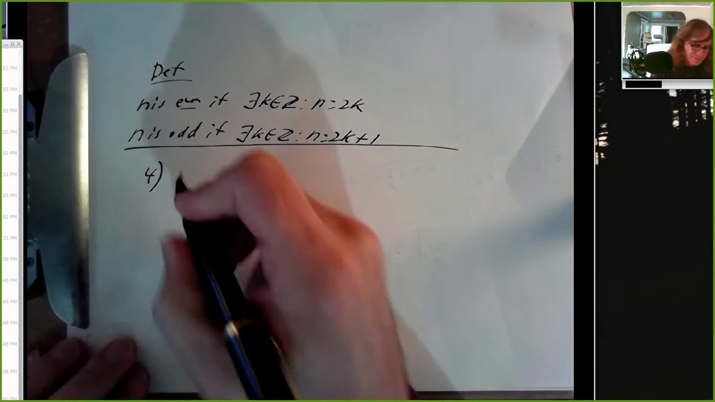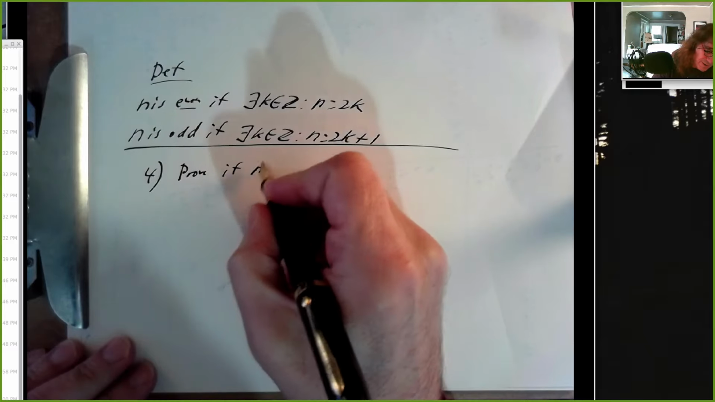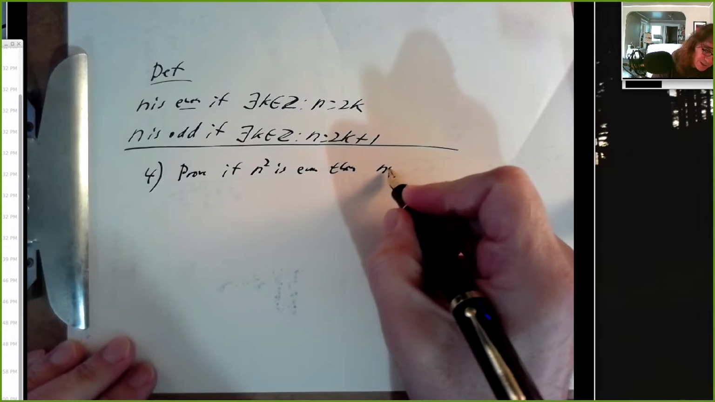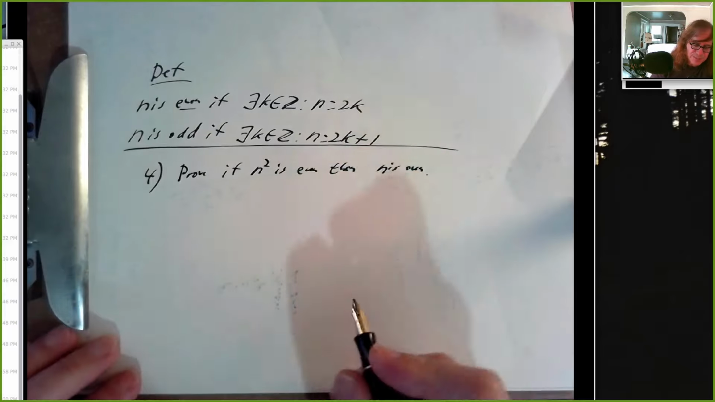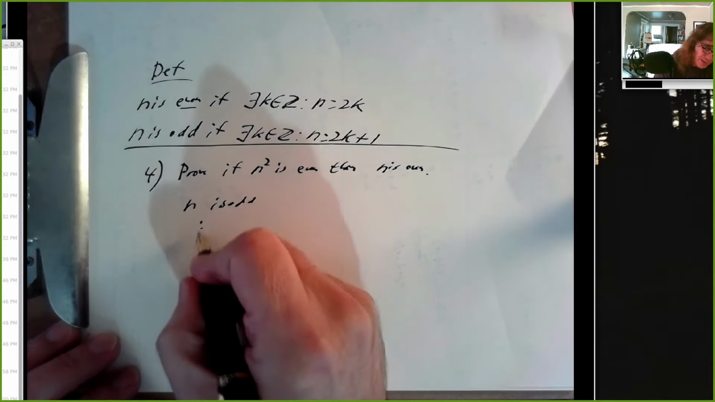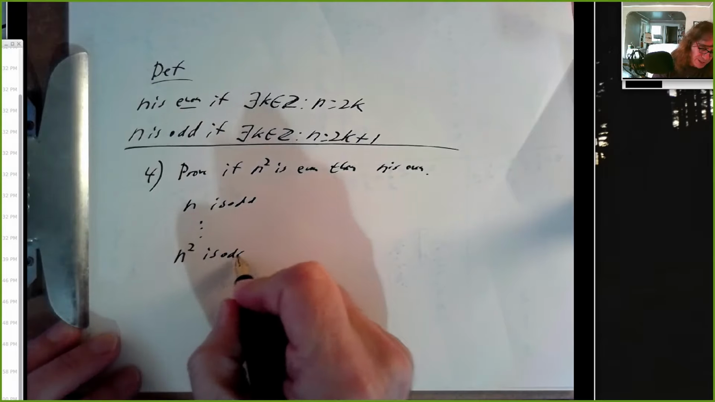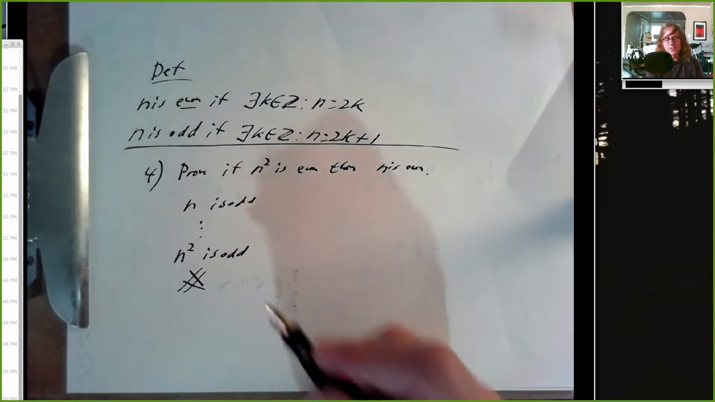Let's look at question 4 on this week's homework. So prove, if n squared is even, then n is even. Well, an indirect proof will start by negating the conclusion, right? n is odd. And we'll eventually arrive at a contradiction, which will be n squared is odd. And that contradicts n squared is even. Right? So you do a direct proof that if n is odd, n squared is odd, and that will give you this.